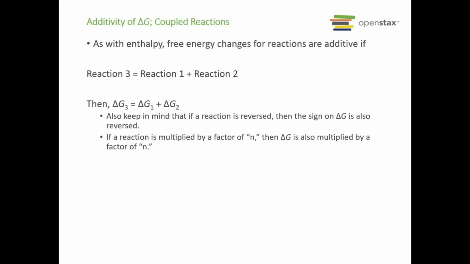And just like enthalpy, free energy changes for reactions are additive as long as your third reaction, your overall reaction, is equal to the sum of your first 2 reactions. So then delta G3 equals delta G1 plus delta G2. And keep in mind, if you reverse a reaction, the sign on delta G is reversed. And if the reaction is multiplied by some n, then so is delta G. Just like enthalpy. So I highly recommend, if you're wondering what I'm talking about, go review chapter 5.